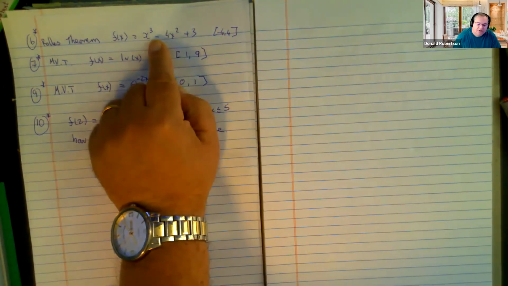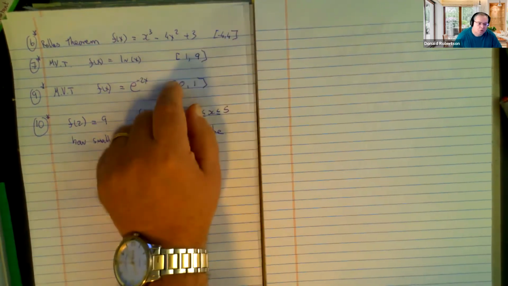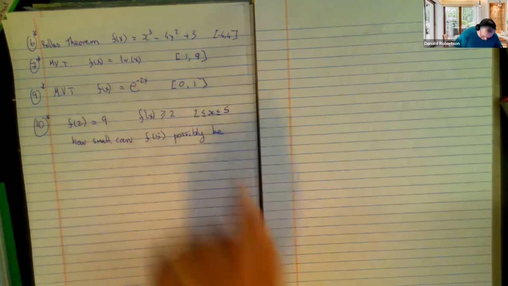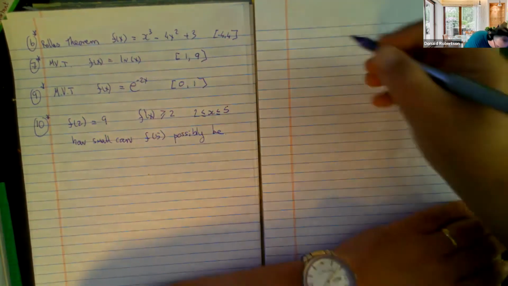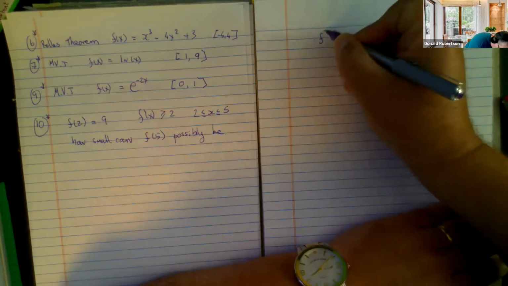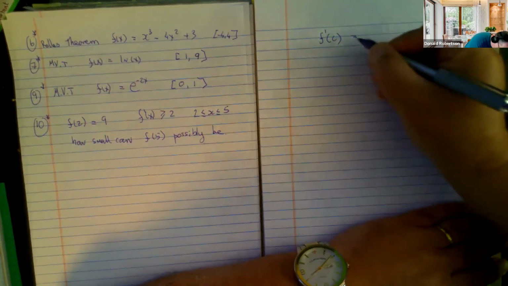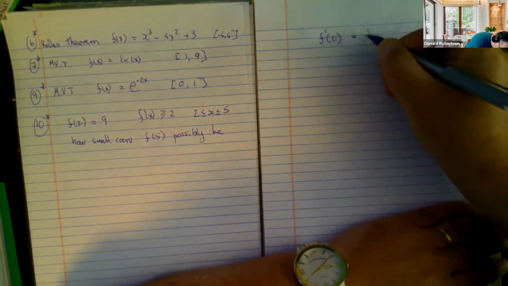Take your guy, differentiate him, and there's guaranteed to be at least 1 point, if not more, in this interval, which will have a zero derivative. Now, in the mean value theorem, you have a little bit more to get, but essentially, there's guaranteed to be a value of C that has the property that its derivative is equal to this number.